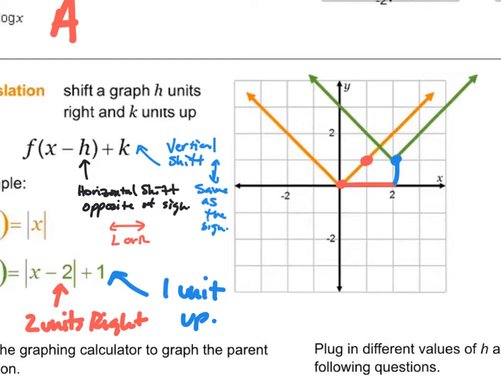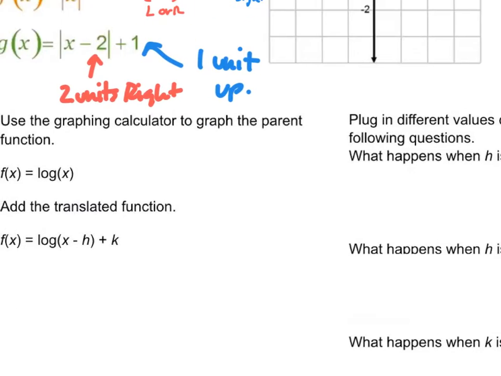So if I start at this point 1, 1, and go 2 units to the right, and then 1 unit up, it's going to translate those same points. Even if I did from this point, 2 units over, 1 unit up, that lands us at that same point. Okay, so that's the idea.